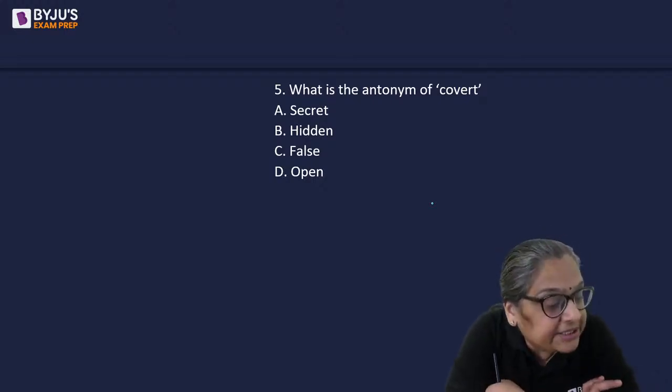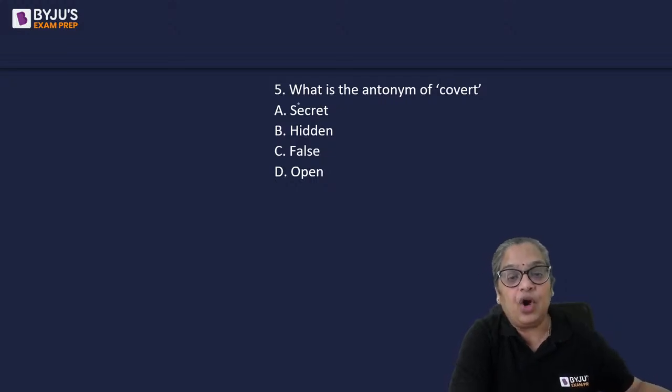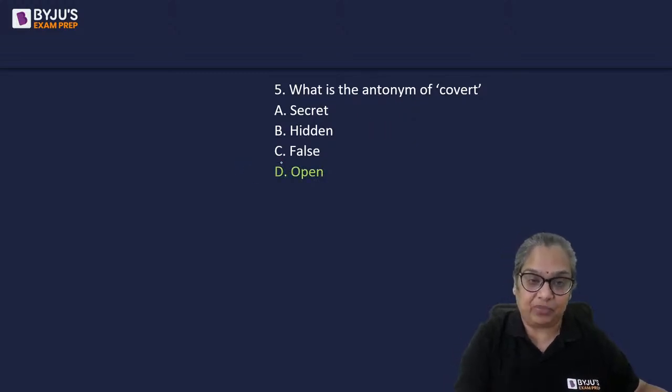Okay, what is the antonym of covert? Covert means what? And therefore its antonym. Covert means secret. Opposite is actually overt, open. Therefore, opposite is D. Good.